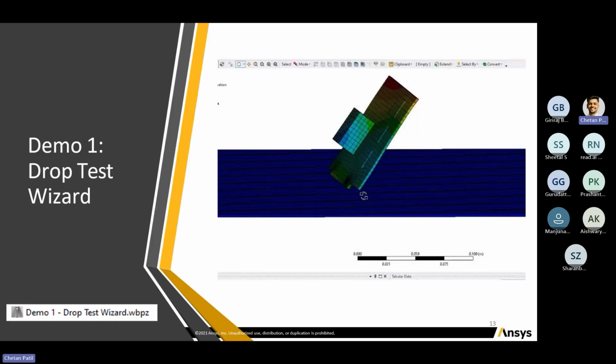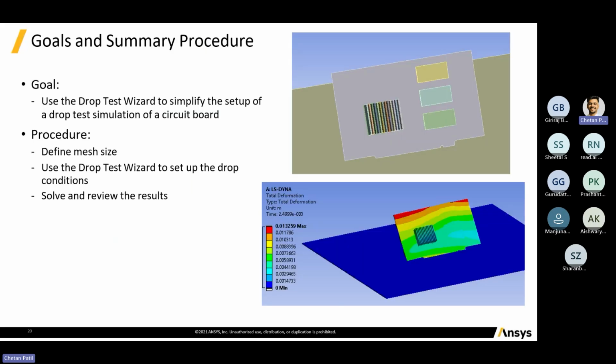So the first simulation that we are going to solve is on a PCB model. So we are going to make use of the drop test wizard over here. The goal of solving this particular simulation is to make use of the drop test wizard to simplify the setup of the drop test simulation of this circuit board.